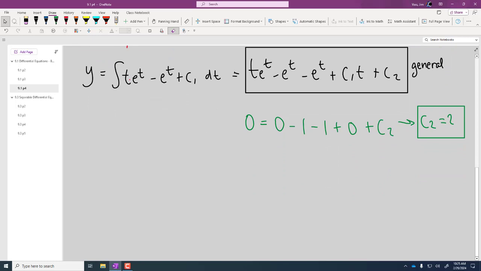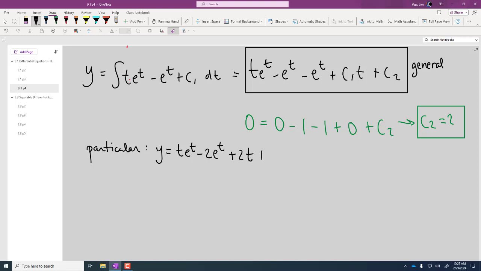And so then our particular solution. The particular solution is y equals t e to the t minus 2 e to the t. Let's combine those two, 2 e to the t. Positive 2 was our constant of integration in both cases. So there is the particular solution. Not too bad. Makes sense.